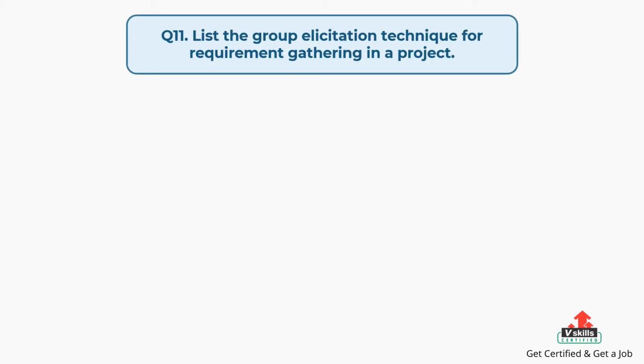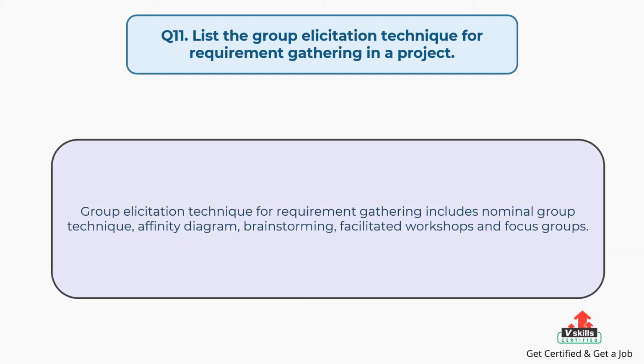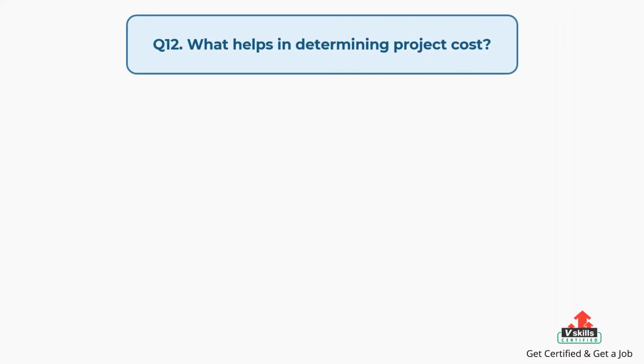Question number 11. List the group elicitation technique for requirement gathering in a project. The answer is, group elicitation technique for requirement gathering includes nominal group technique, affinity diagram, brainstorming, facilitated workshops and focus groups.